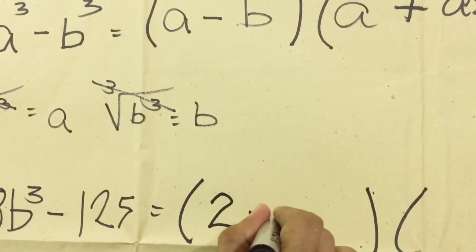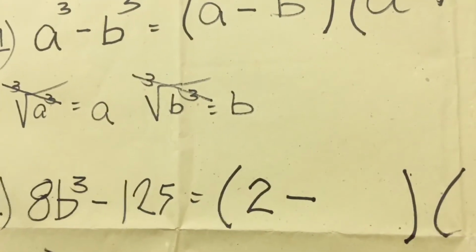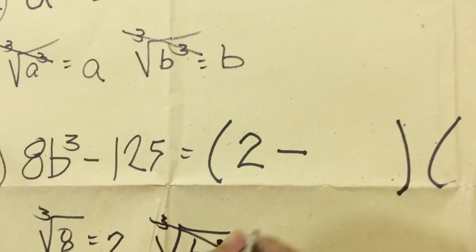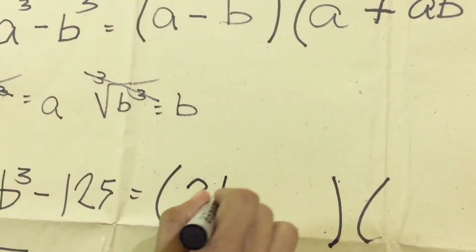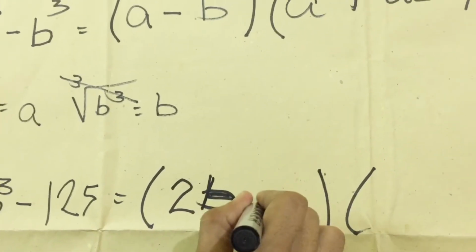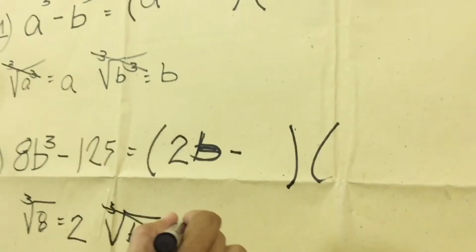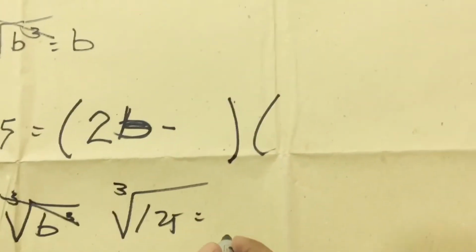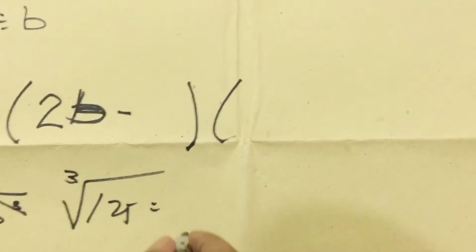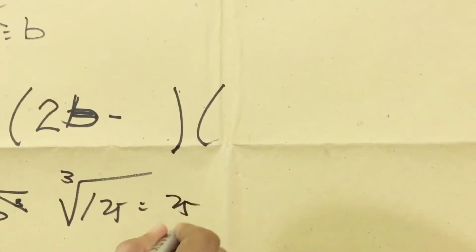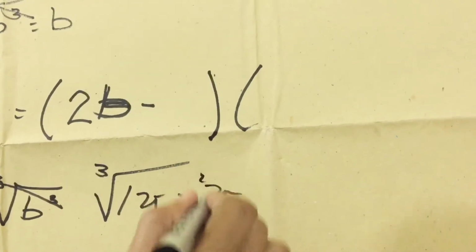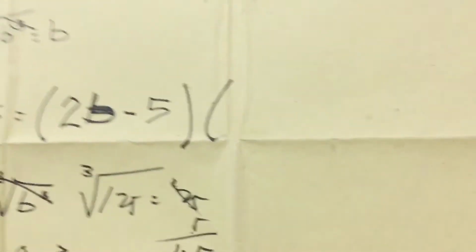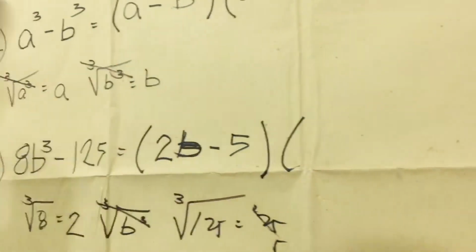Then negative here, just only copy. And for the variable b, the cube root is only b. Then minus from here, just only copy. Then find again the cube root of 125. Estimated is 5 times 5, 25, times 5 equals 125. So the root now is 5. 5 times 5 times 5, 3 times, becomes 125, so the root is 5.